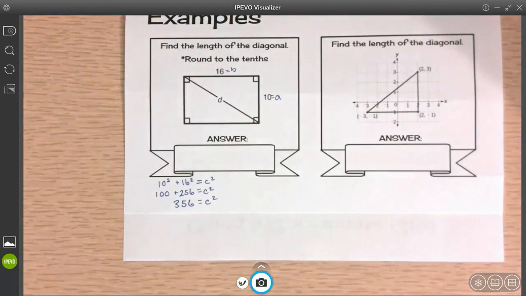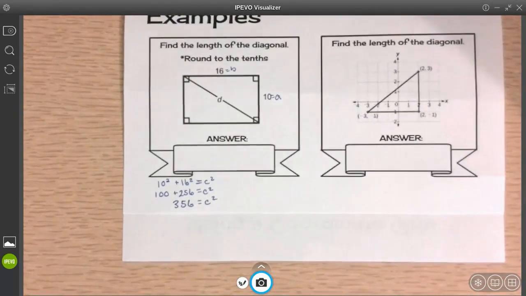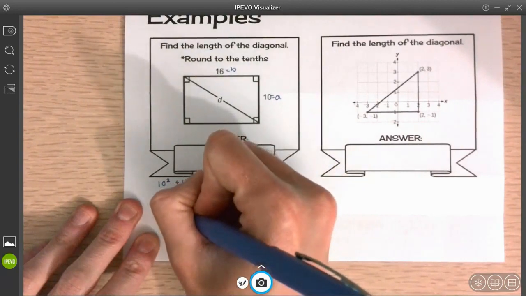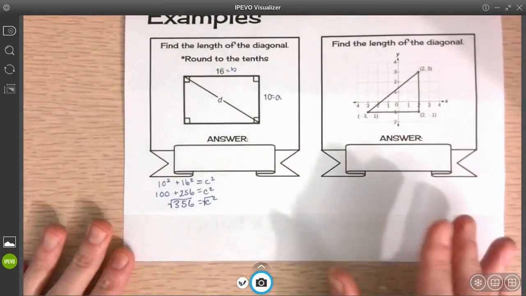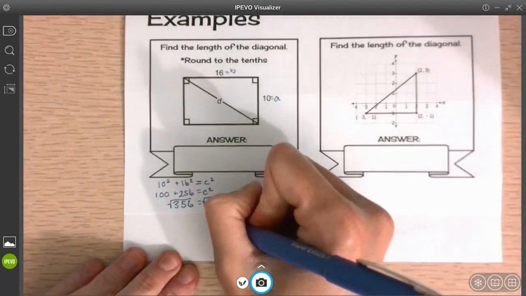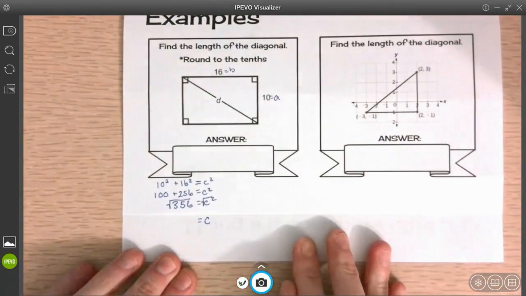So I do not know what the square root of 356 is off the top of my head. I know it's less than 20 because 20 times 20 is 400. I say that like I'm nervous about that answer. So I'm going to go ahead and take the square root of 356. I know it's going to be larger than 16 and less than 20, and we're going to figure out what it is.